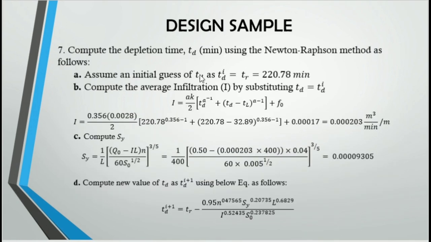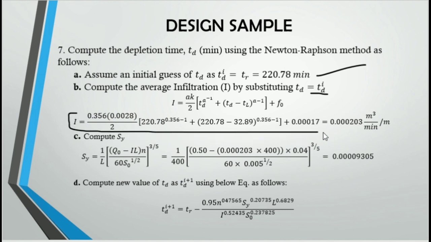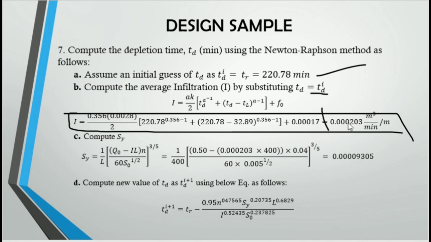Okay. And then seventh, compute the depletion time in minutes using the Newton-Raphson method as follows. So first, the initial guess, as we said, your initial time of depletion is equal to your time of recession, which is equal to 220.78 minutes. And then compute the average infiltration by substituting TD equal to your initial TD. So we can compute your average infiltration using that equation, and we can get this answer, 0.000203 cubic meter per minute per meter.